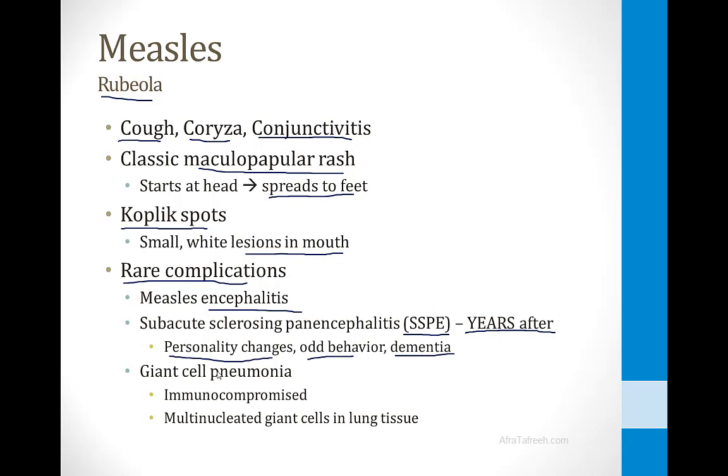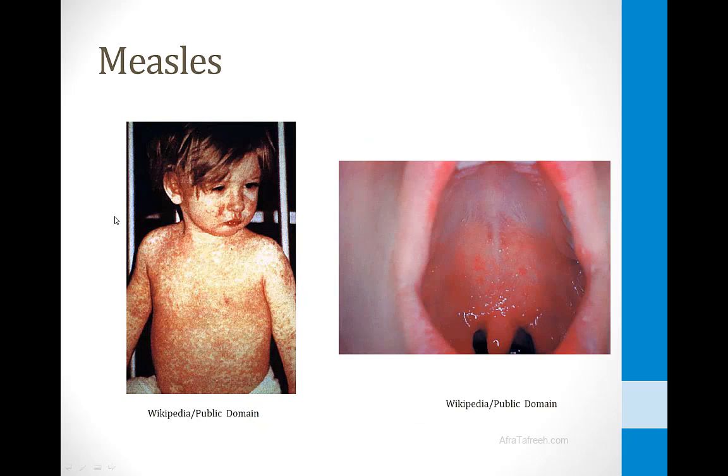And then finally, measles can occasionally cause giant cell pneumonia. This occurs when people who are immunocompromised get infected with the virus, and they will have a pneumonia syndrome with multinucleated giant cells seen in the lung tissue. On the left side of the screen here is a picture of a child with the maculopapular rash of measles, and on the right side is a picture of Koplik spots. Those are these white spots in the back of the throat.